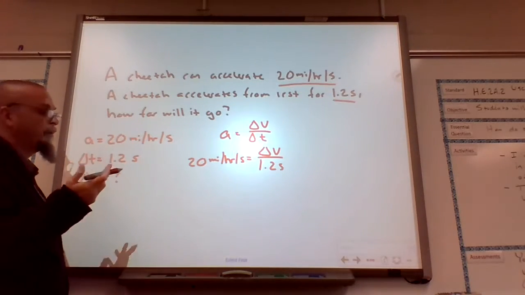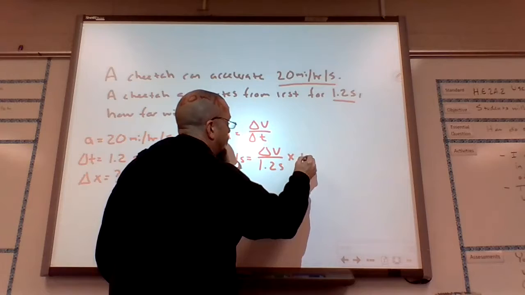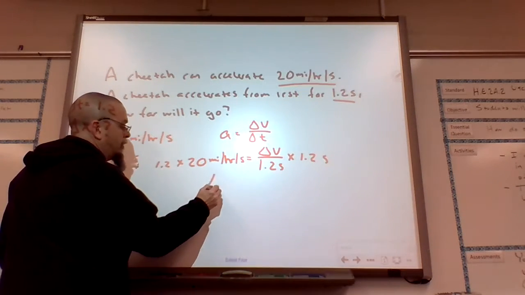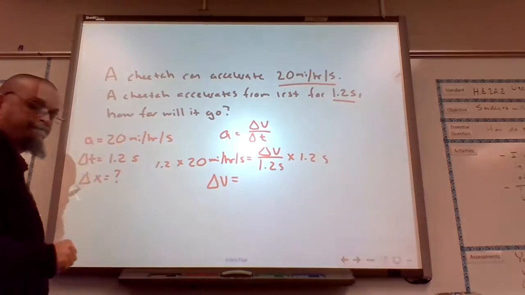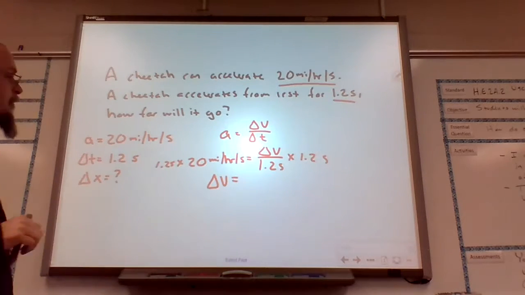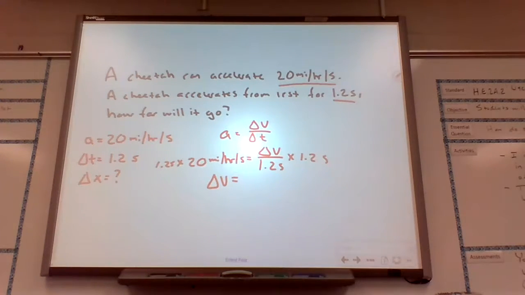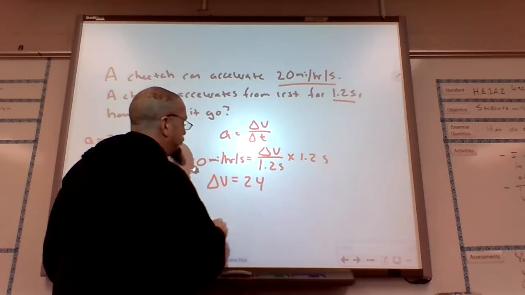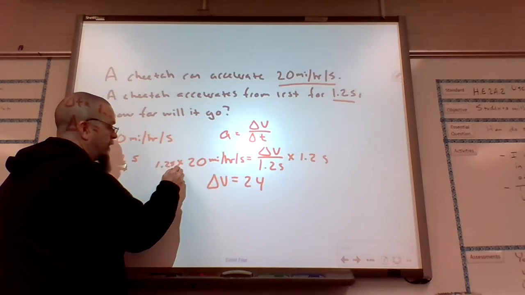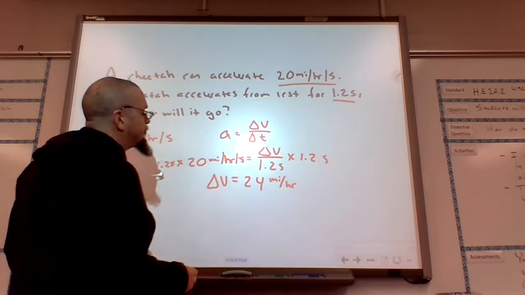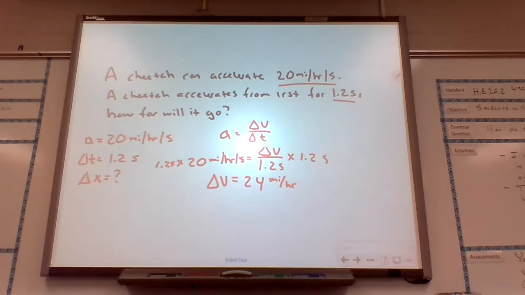So I multiply both sides by 1.2. Solve. My change in velocity is going to be equal to 1.2 seconds times 20 miles per hour per second, which is 24. Seconds cancel, so that's miles per hour. So I know delta v.